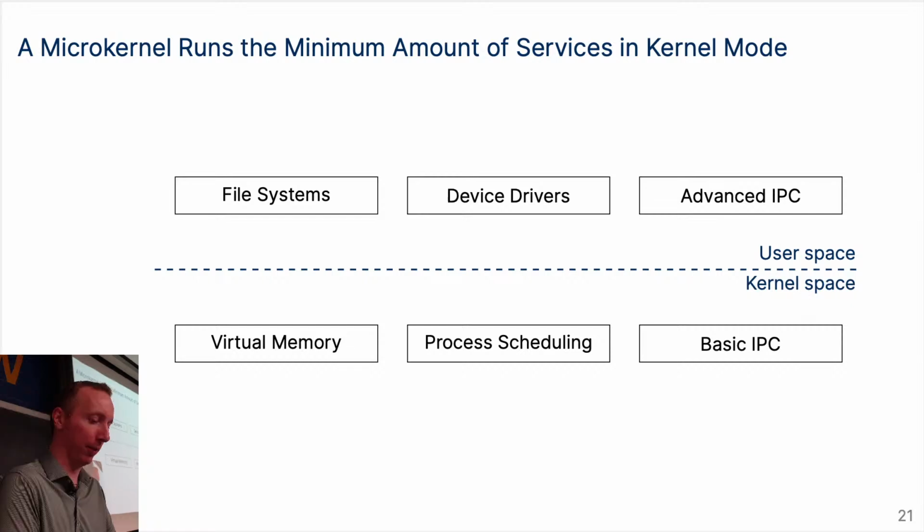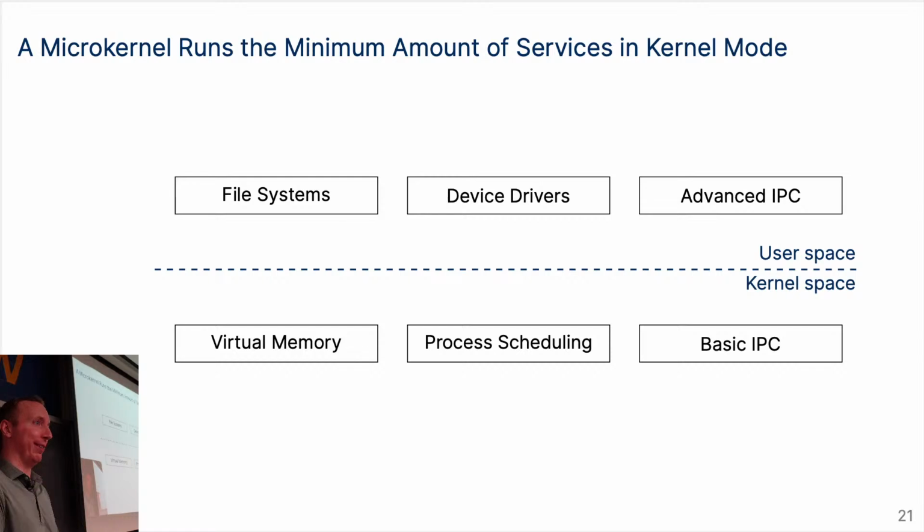So at the very least, you have to manage virtual memory because there's special instructions that you can only access through kernel mode to deal with that. Process scheduling, so you have to be able to steal the CPU away from different processes, so you need a higher privilege level. And then basic IPC to communicate just a few bytes between programs at the very least. It doesn't have to be super involved. And then in user space, you can write your file systems, device drivers, and more advanced types of RPC.